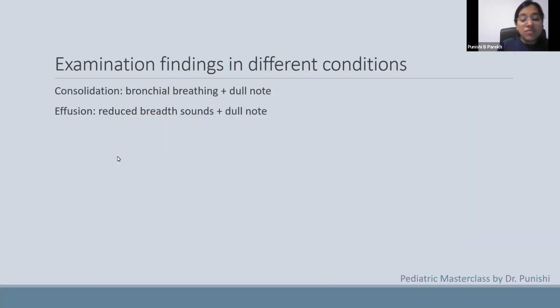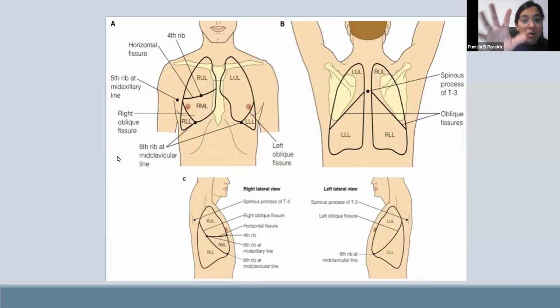Now, this is a very beautiful diagram of which lobes of the lungs lie where on examination. We know that the right lung has three lobes. It's divided into the right upper lobe, right middle lobe, and right lower lobe by the horizontal fissure and the oblique fissure. Whereas on the left, you only have an upper lobe and a lower lobe.